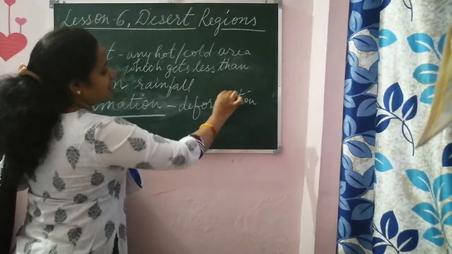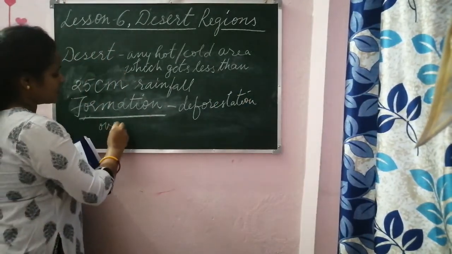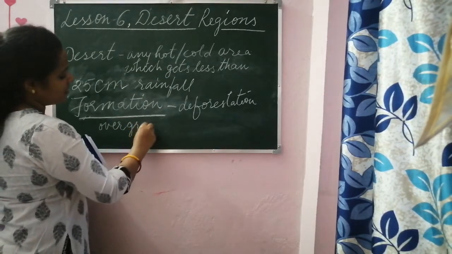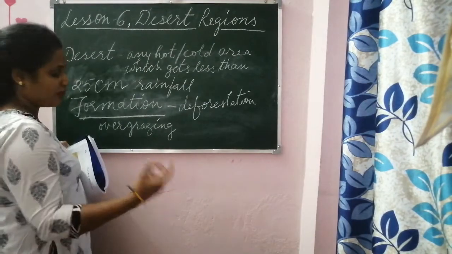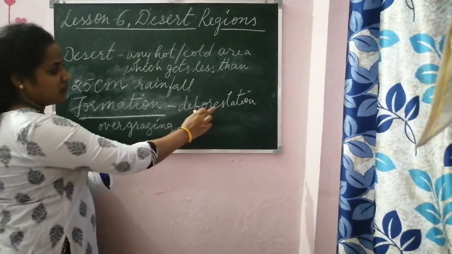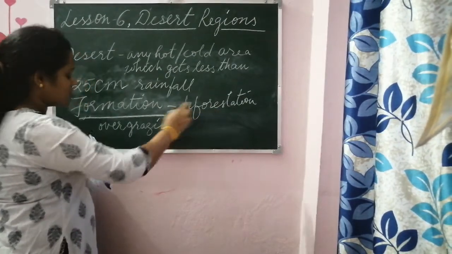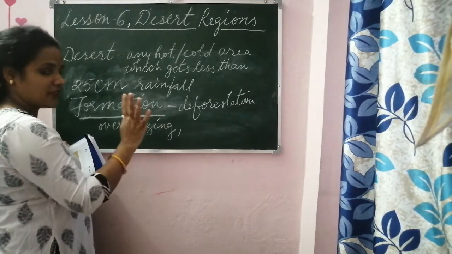Deforestation is cutting off trees. Second is overgrazing. Overgrazing is when animals eat too much of the grass in a place. These are two man-made causes. This is also because of human beings. We take our animals for grazing, this is man-made, okay.